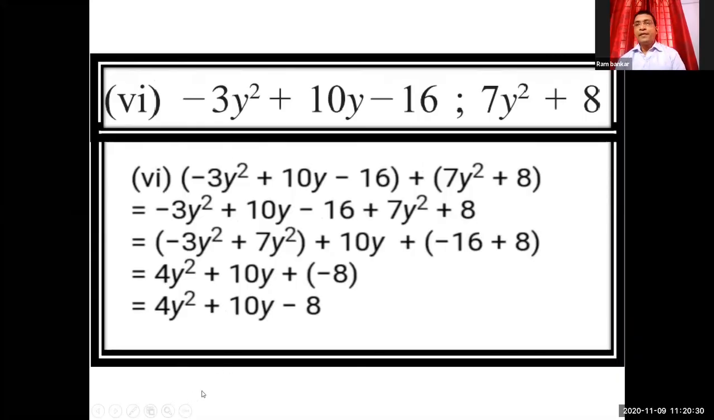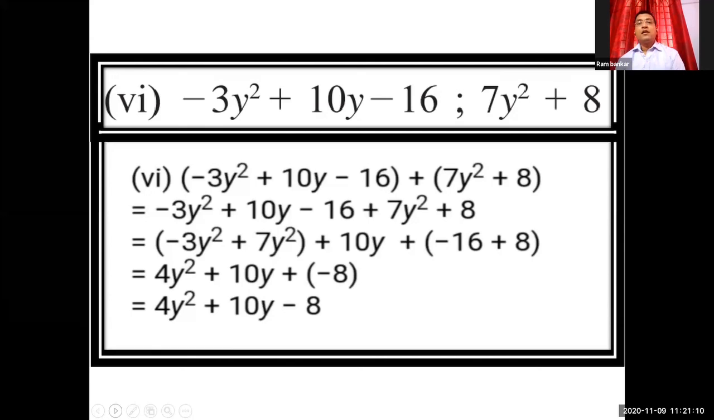Look, how many algebraic expressions are there? Two algebraic expressions, correct? The first is minus 3y square plus 10y minus 16, this is the first expression. And the second expression is 7y square plus 8. Now we have to add them. The first expression is a trinomial, and the second one is a binomial. What is our first step? Our first step is to remove the brackets. We write the terms as they are, only removing the bracket.